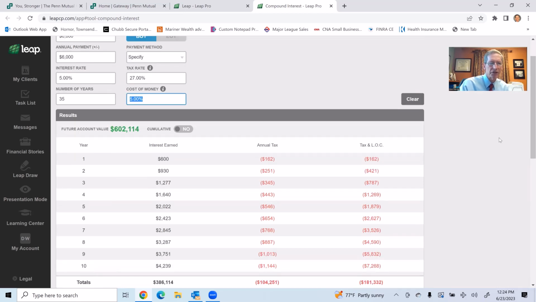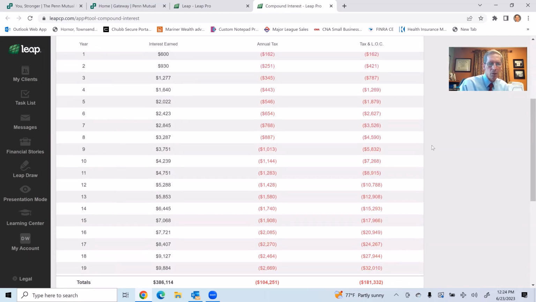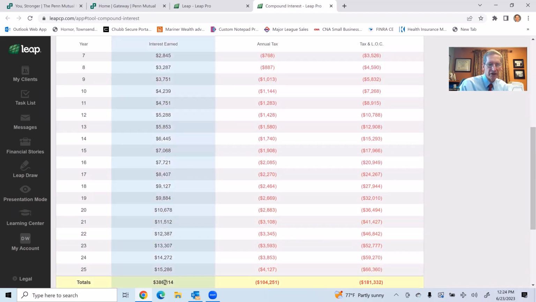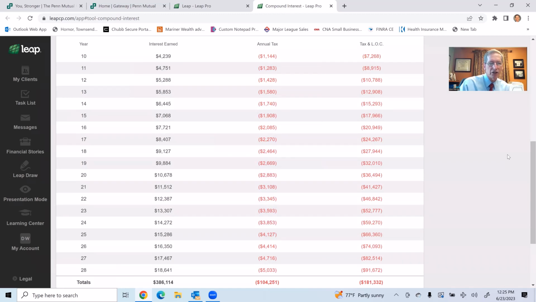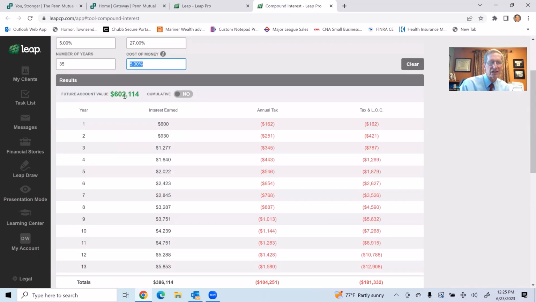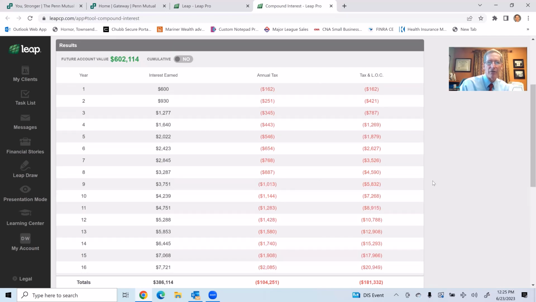When we get down here, there's a couple of things. First of all, we can see the future account value is $602,114. Well, we can also see in the very bottom, we earned $386,000 of interest, or $386,114 if you want to be exact. So what a person sees is, well, okay, I've got $602,000 in this account over that 35-year period. That's the known.